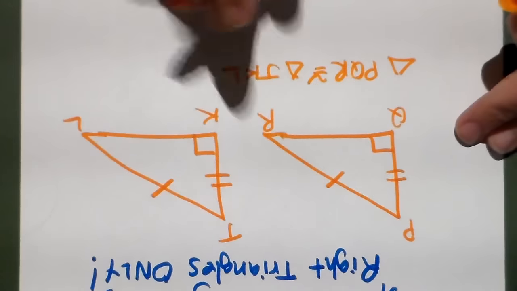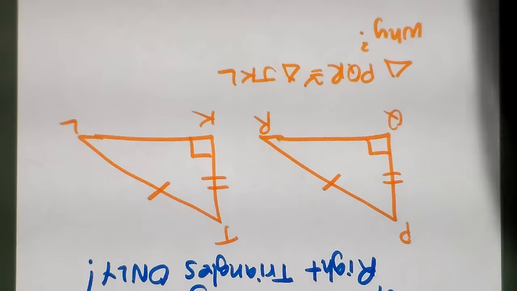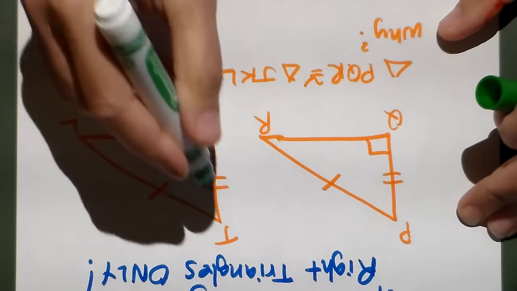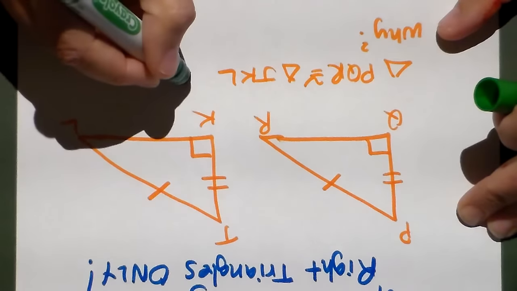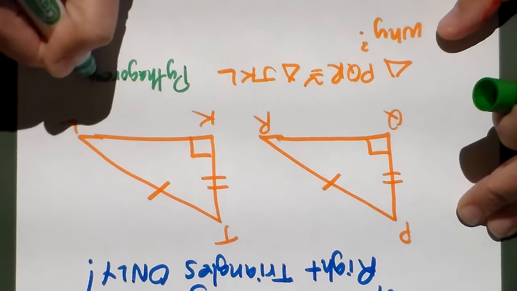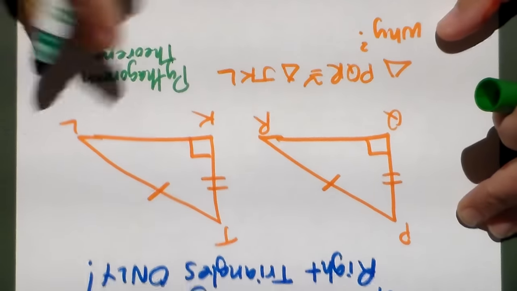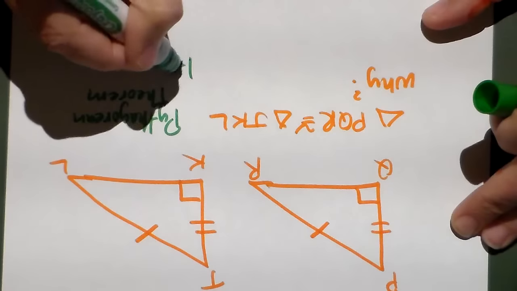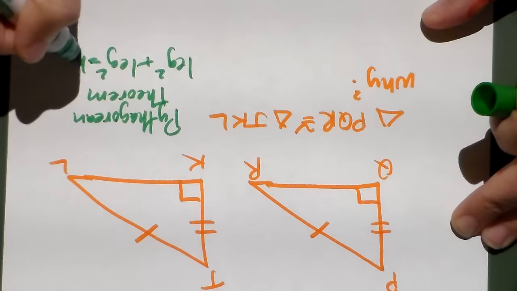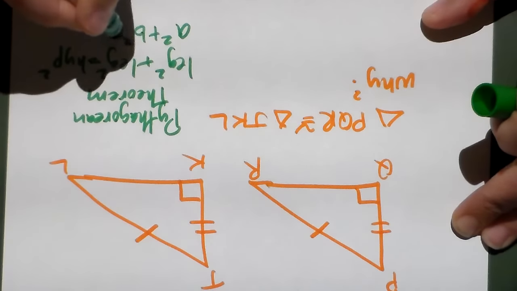Why? Why does this work? Well, you remember for triangles, what do we know about right triangles? What always works for right triangles? The Pythagorean Theorem, right? The Pythagorean Theorem says that leg squared plus leg squared equals hypotenuse squared, right? We commonly see that as a squared plus b squared equals c squared.